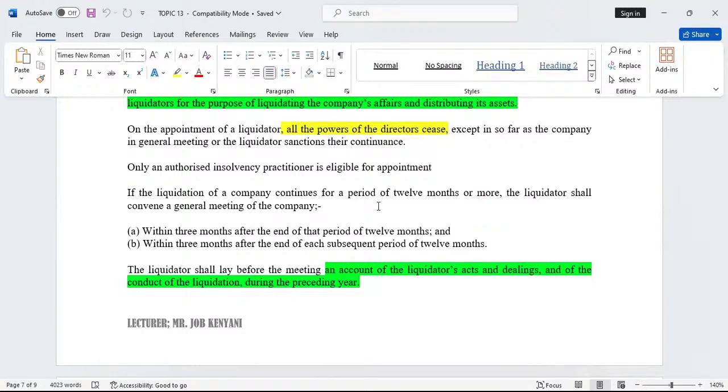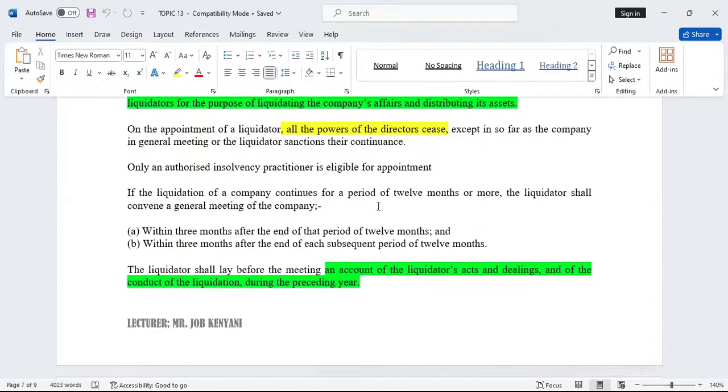But remember, when the company is still undergoing liquidation, it is a separate legal entity, and therefore it can still be recognized to be a person. You can sue it, or it can sue you. And of course, it can enter into contracts, or maybe enter into any other relevant agreements.